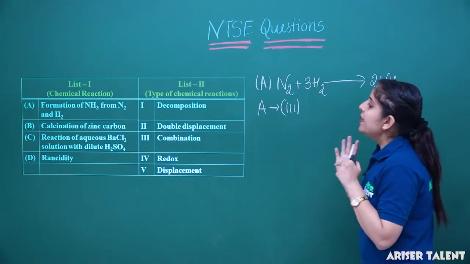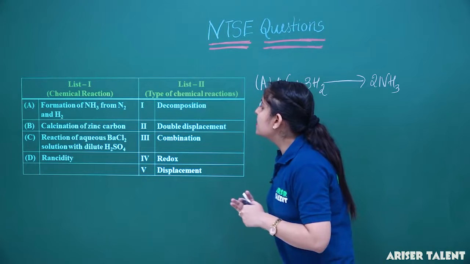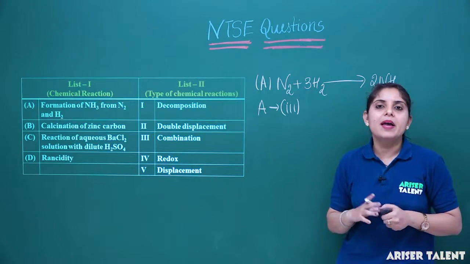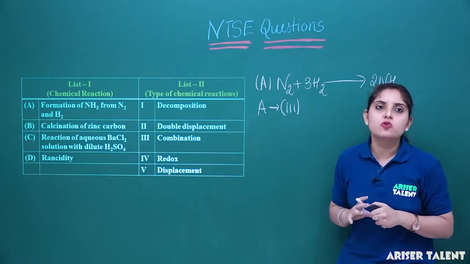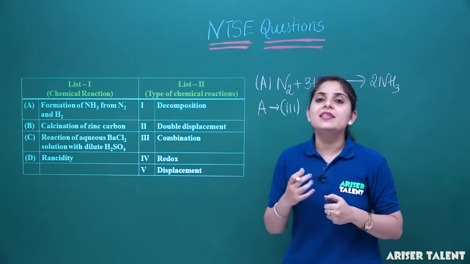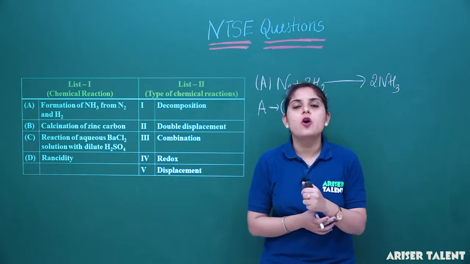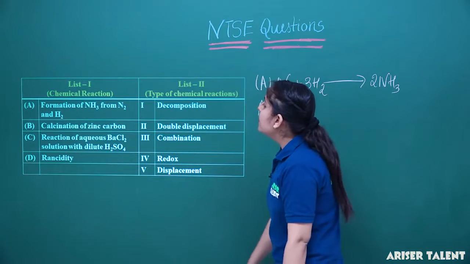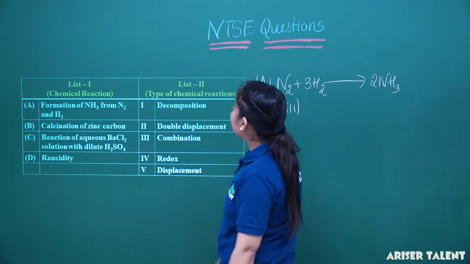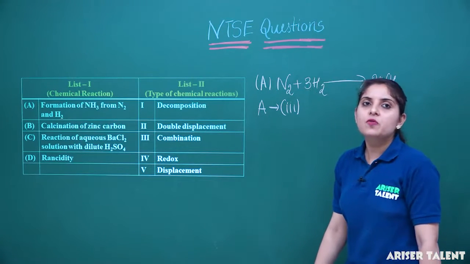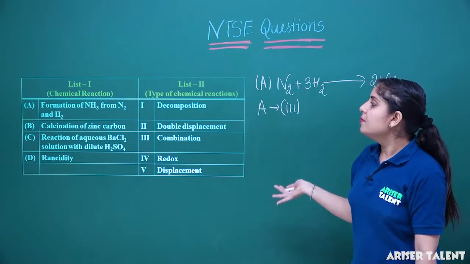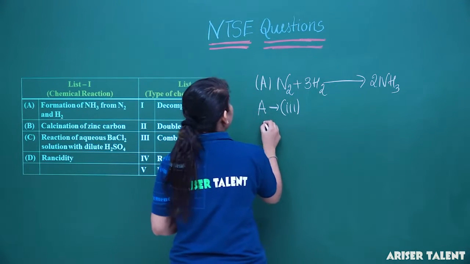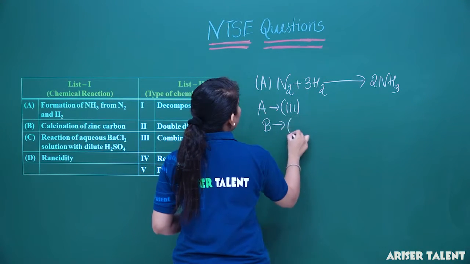Next, calcination of zinc carbonate. Calcination of zinc carbonate means dissociating it into 2-3 components, and whenever there is a decomposition or dissociation of a compound to give its products, it is an example of a decomposition reaction. So which kind of reaction is it? It is a decomposition reaction. So I must say that B will correspond to the first option.